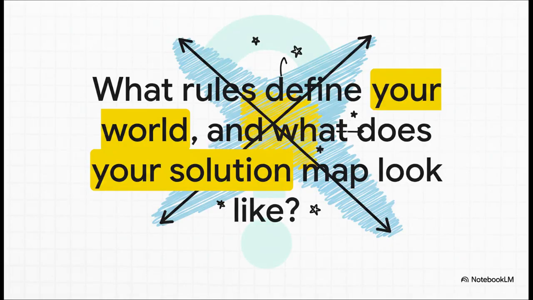So that leaves us with one final thought. Your own life is basically a giant system of inequalities, right? You've got constraints like your budget, the amount of time in a day, your own personal goals. So if you were to actually sit down and try to map all of that out, what would your solution map look like? What rules are defining your world?